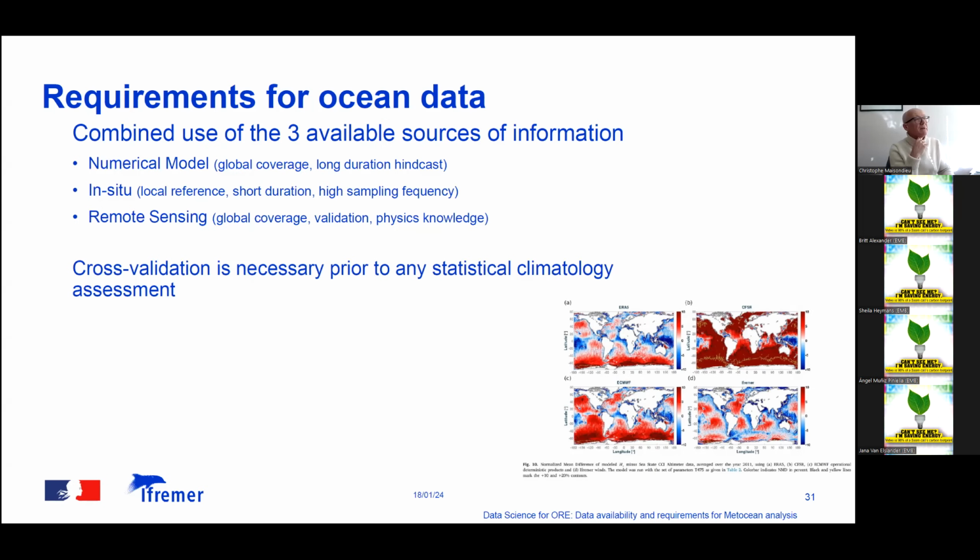So the requirement for ocean data we've seen is that we need to combine the use of the three available sources of information: numerical model, in situ measurement, and remote sensing. In order to do that properly, we have to make sure that we have the capacity to cross-validate the information that we receive from these different sources. It's the best way to make sure that we use the most relevant data and that we have proper information, and that is critical.